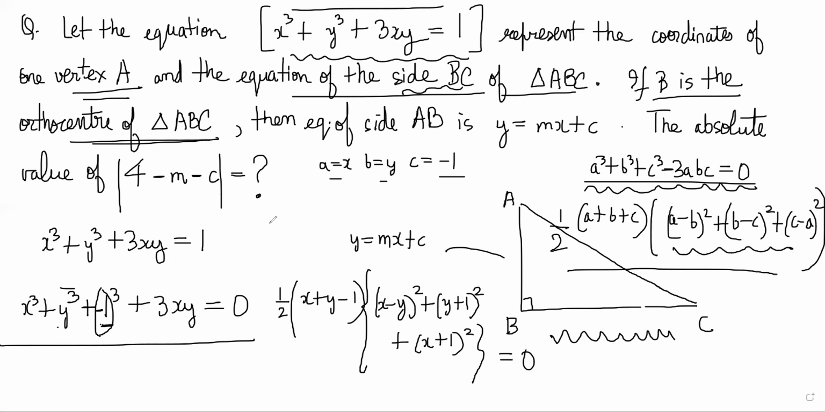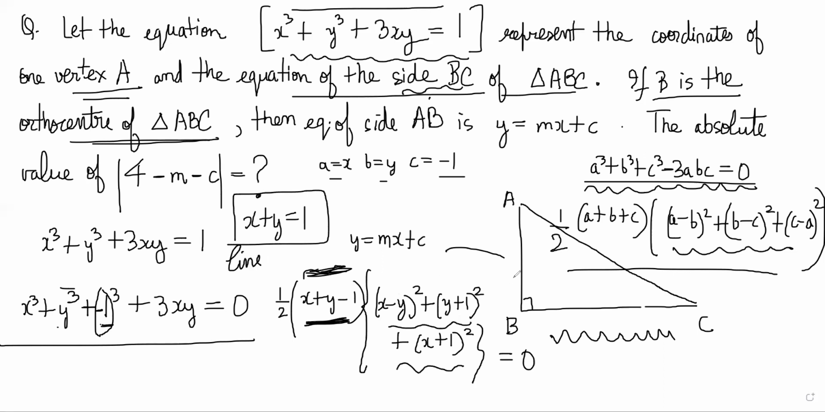So now if it represents a line and a point, then the line is clearly this factor. The product could be 0 if this is 0 or this is 0. If this is 0, x plus y is equal to 1 is your line. And if this is 0, all three squares must be 0, so you should have x is equal to y is equal to minus 1.